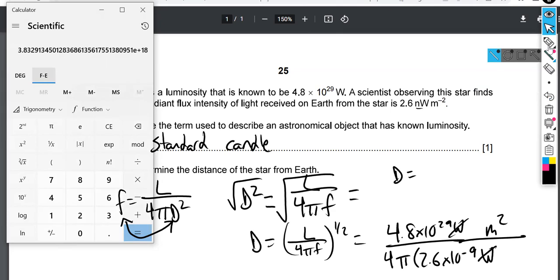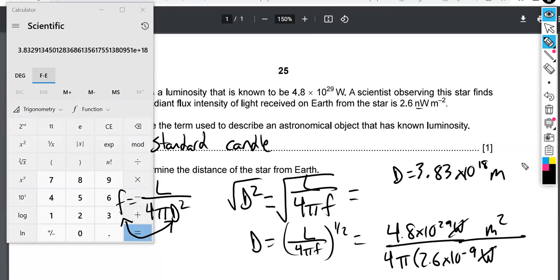And so we get in the calculator 3.83 times 10 to the 18 meters. I think in class we converted that into light years. Remember that there's about 9.45 by 10 to the 15 meters in a light year. So you can convert that into light years or parsecs or something to make better sense of it.